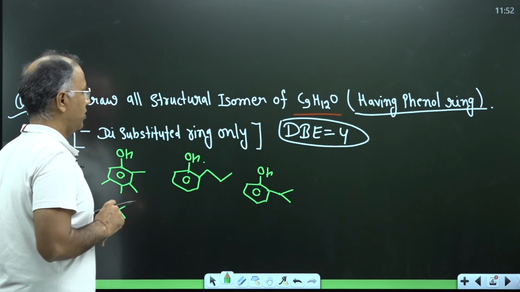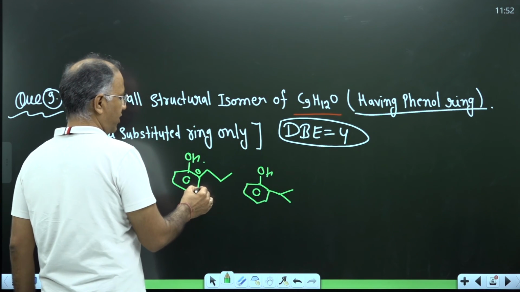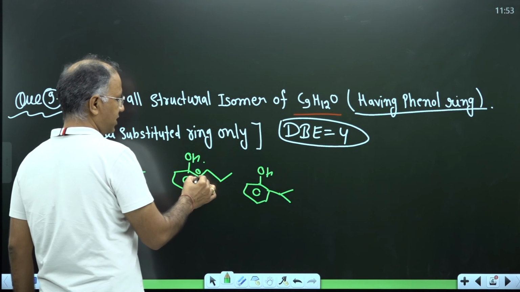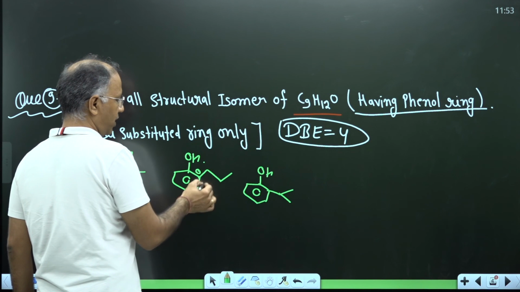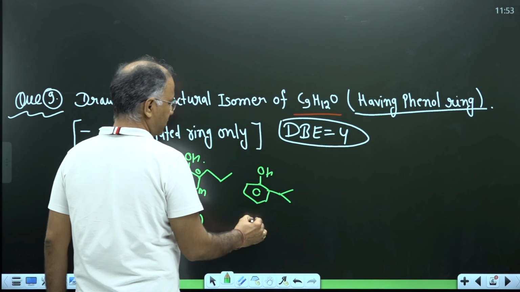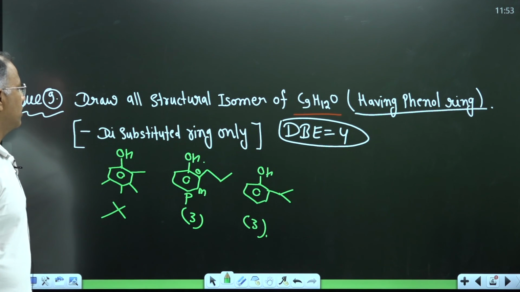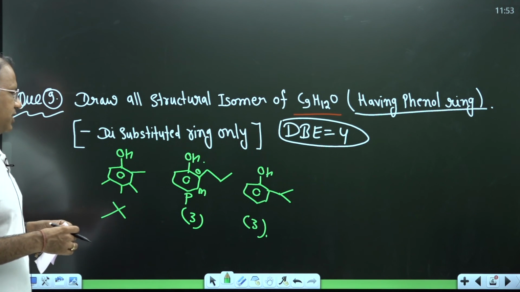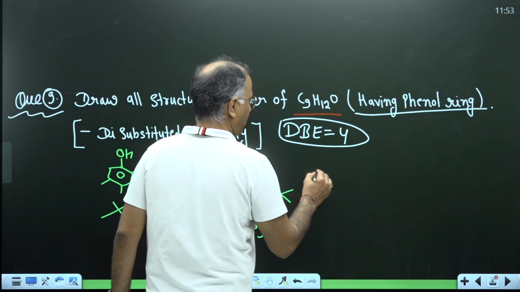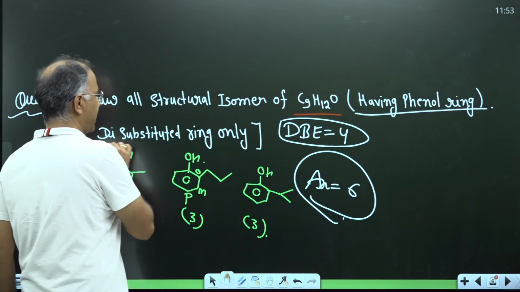Disubstituted ring only. So this is at ortho position. Similarly, we can draw for meta, we can draw for para. If we repeat this structure and move this propyl to the next carbon, 3 possibilities are there, ortho, meta, para. Similarly, 3 possibilities are there, ortho, meta, para. The answer is 6, correct. How many are possible? 6, because it was written disubstituted ring.